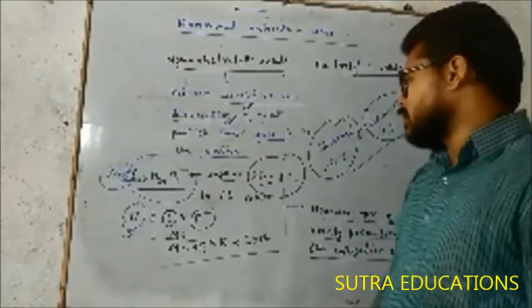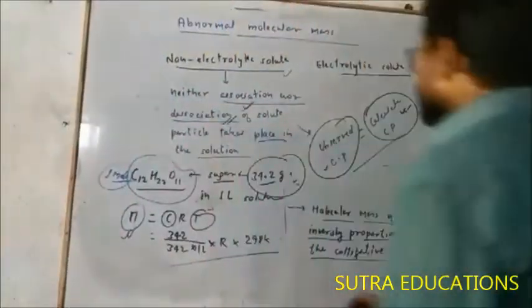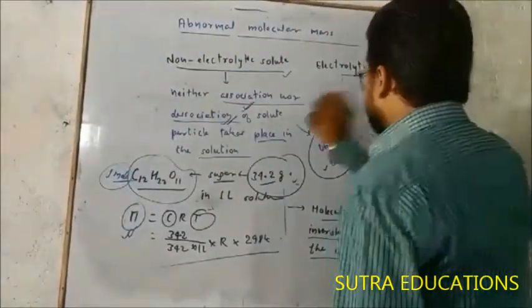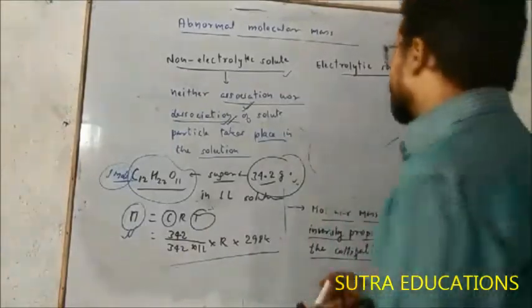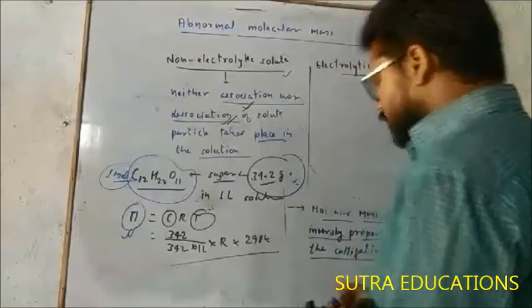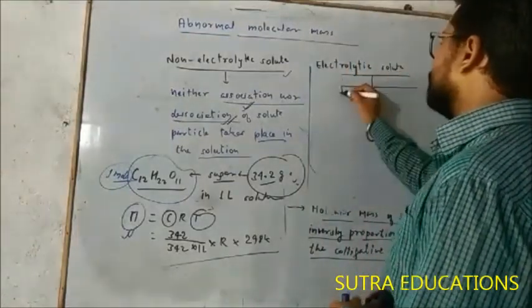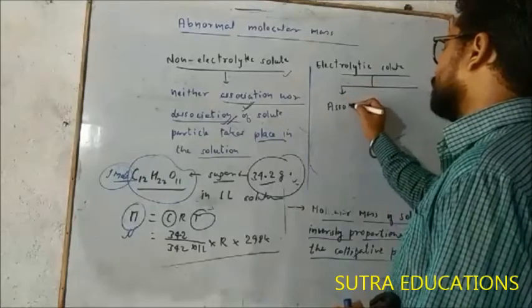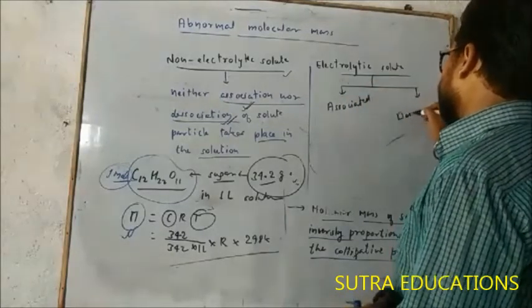But when it comes to electrolytic solute, what happens when it is dissolved in the solution? Okay, either it gets associated or dissociated.